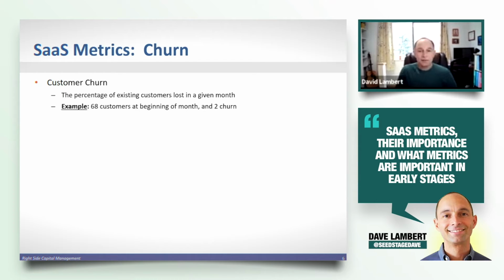So let's take an example. I'm going to use the same example company for each of my churn examples. You have 68 customers at the beginning of the month, and you lose 2 of them. They cancel their subscriptions. So that's just 2 divided by 68. You had 2.9% customer churn.